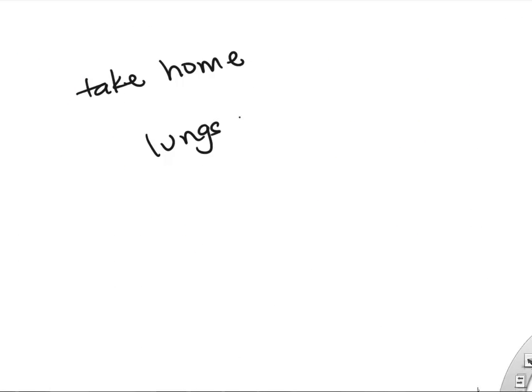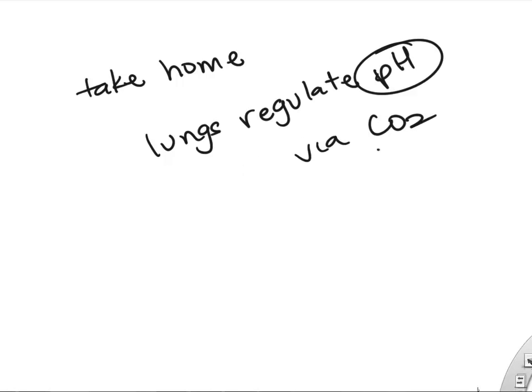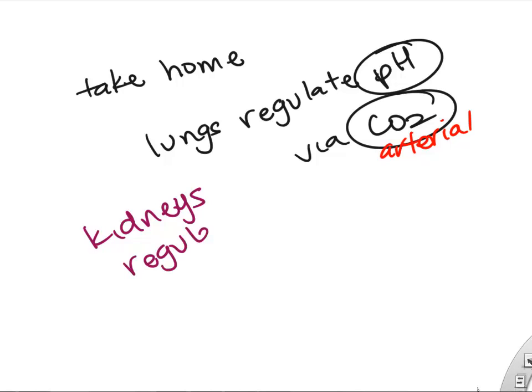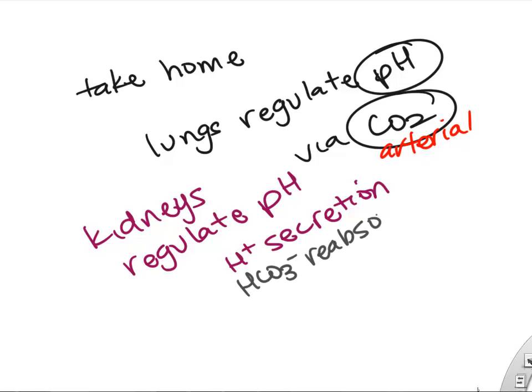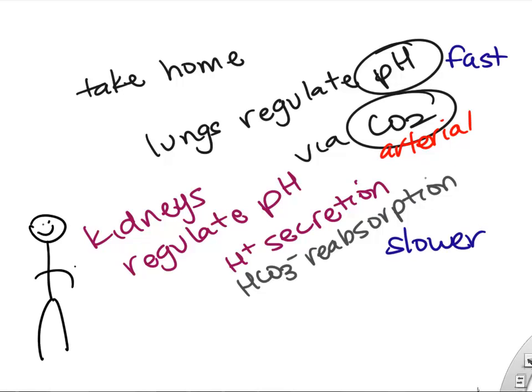So the take-home message is the lungs help regulate pH by CO2 levels, and hopefully your lungs are working well and they'll do their job. And the kidneys can help regulate pH by regulating hydrogen ion secretion and also bicarbonate reabsorption. So together, both of those systems help regulate your pH. The lungs are really fast and the kidneys are a little slower, but they both help to regulate your pH. And yes, peeing is important because we're able to keep things in or get rid of things.